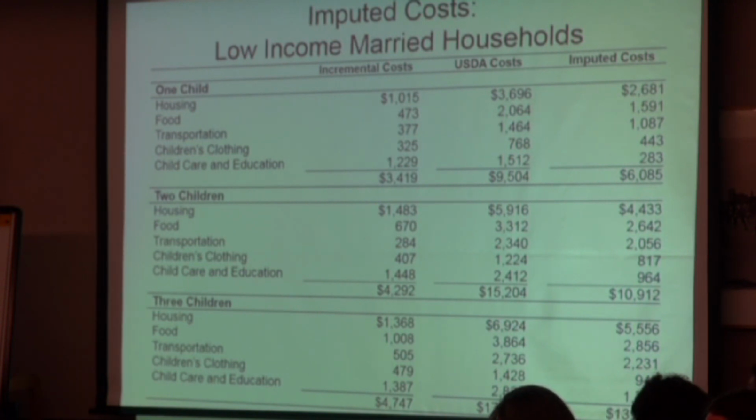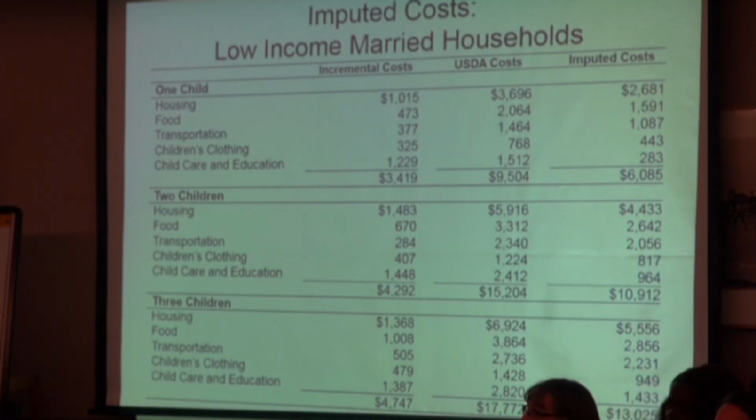The numbers, I think, are striking, because the imputed costs exceed the incremental costs. The largest share of the USDA values is their effort to estimate opportunity costs, or imputed costs. Not actual costs.